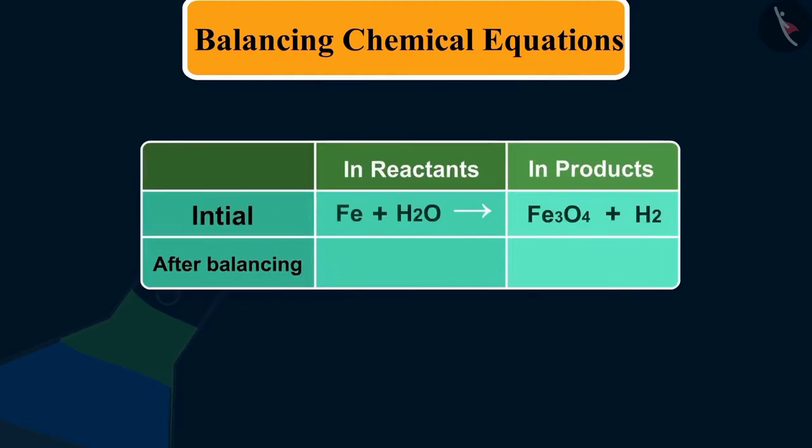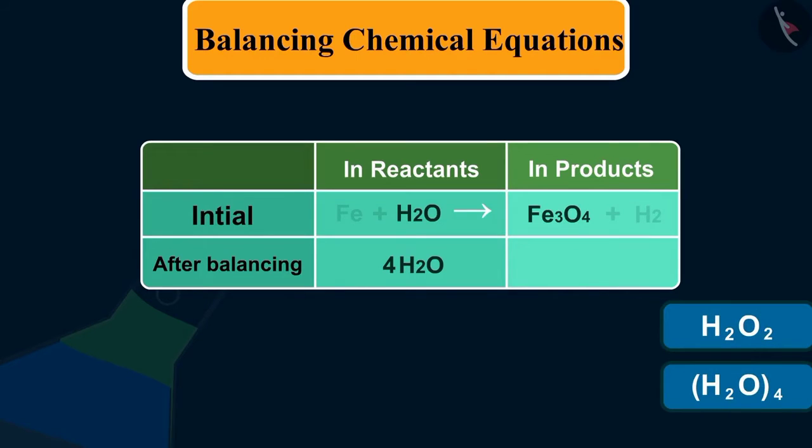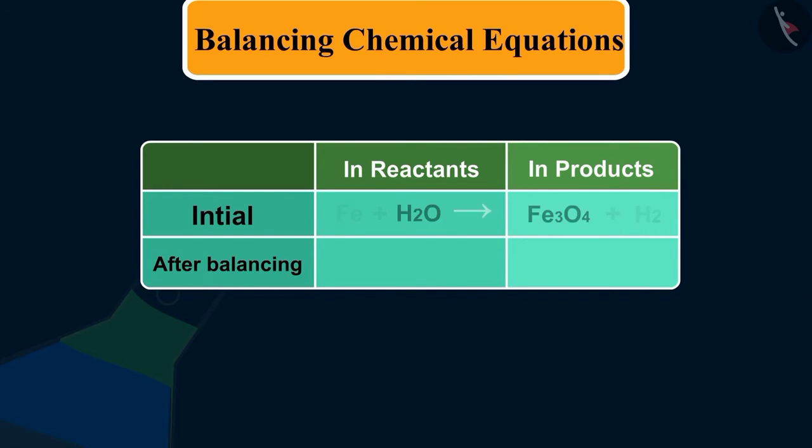First, we try to balance Fe3O4 and the element oxygen in it. To balance the oxygen atom, we can put coefficient 4 as 4H2O. But remember, we cannot write H2O2 or H2O, the whole 4, like these. Fe and H atoms are still not balanced.